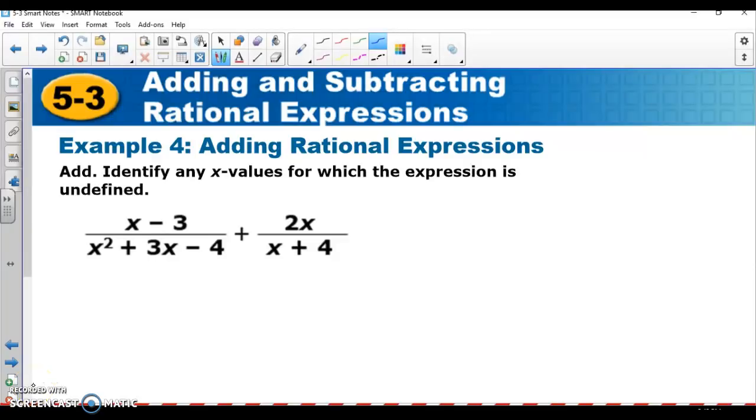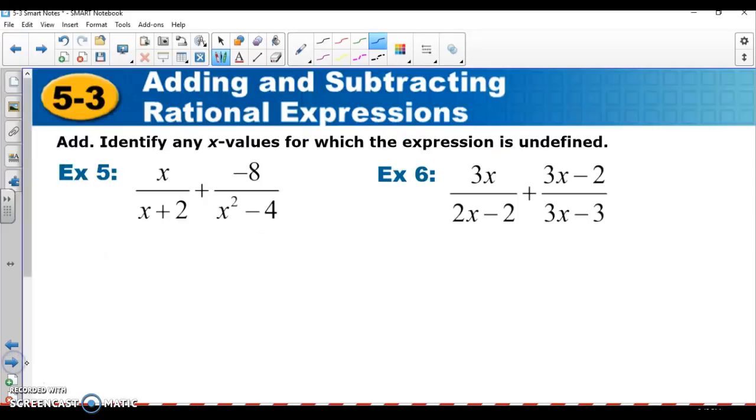In this example, we're going to be talking about how to add rational expressions, but now they're not going to have a common denominator. So we're going to skip this first example because, again, this is the example that we went over in class together. So this is more for the people who were in class on Friday and just need a little quick review of that information. So we're going to move on to the next example, example 5 here.